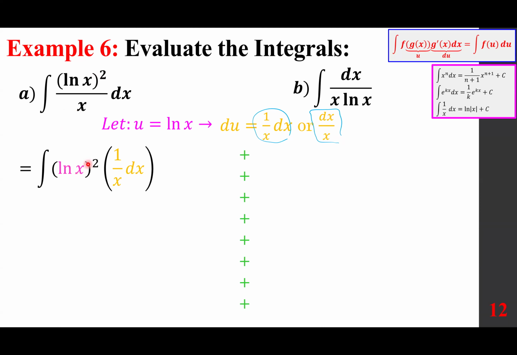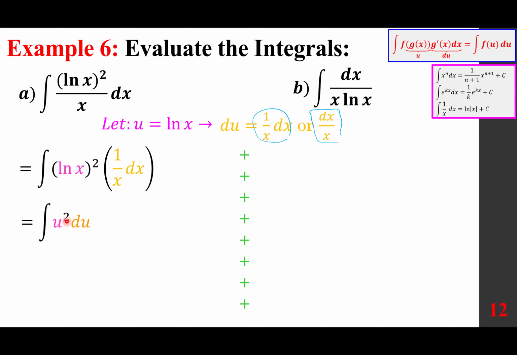This is ln x to the power of 2. And this part, I'm going to write 1 over x dx like the first one, just so you see there are different ways of writing it. Now, if you recognize this as u squared du and you want to skip this step, you can. But I highly recommend you do that until you become very comfortable with that.